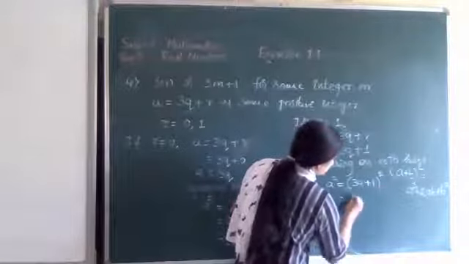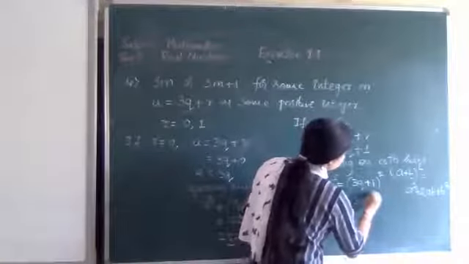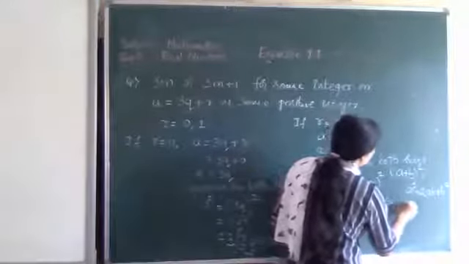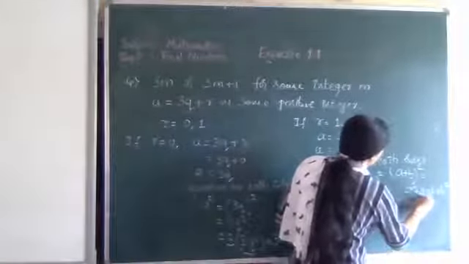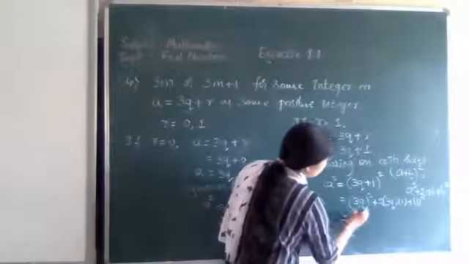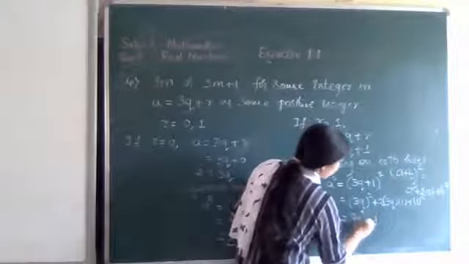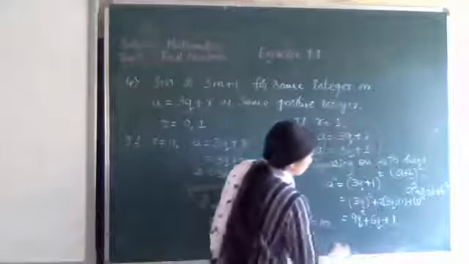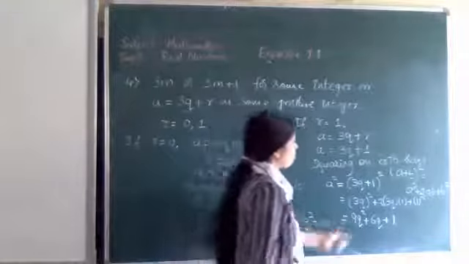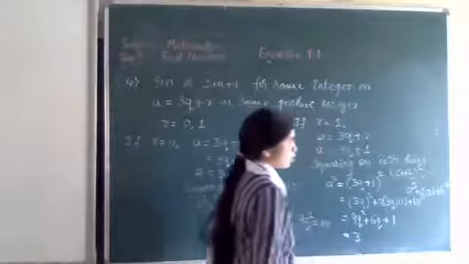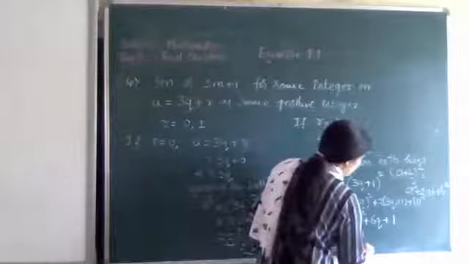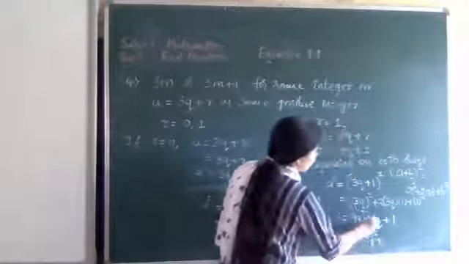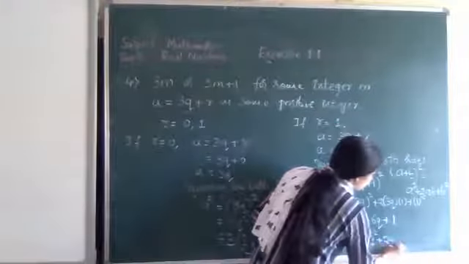Here, a is your plus 2 into 3q into 1 plus 1 square. How much will we get? 3 into 3 is 9, 9q square plus 2 into 3 is 6, 6q plus 1. We will write this in the form of 3m plus 1. So, we have to take 3 outside: 3 into 3 is 9, 9q square plus 3 into 2 is 6, 2q.